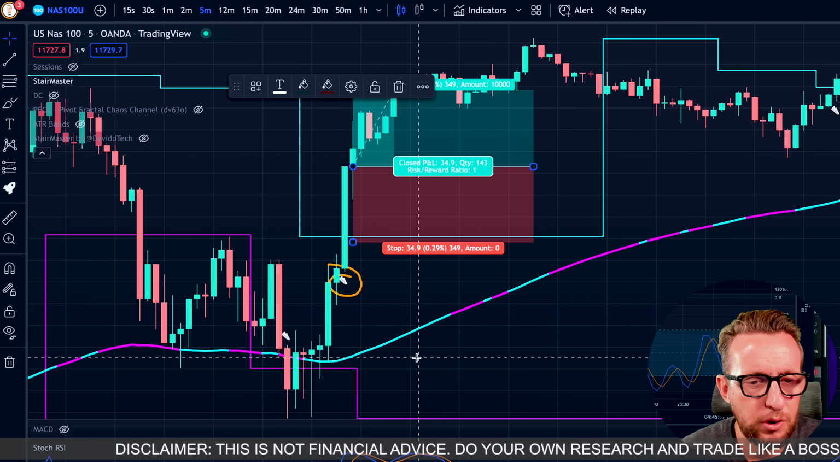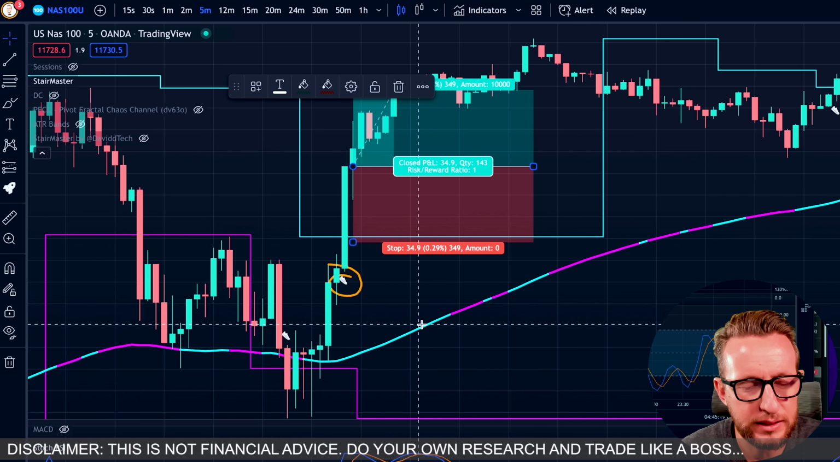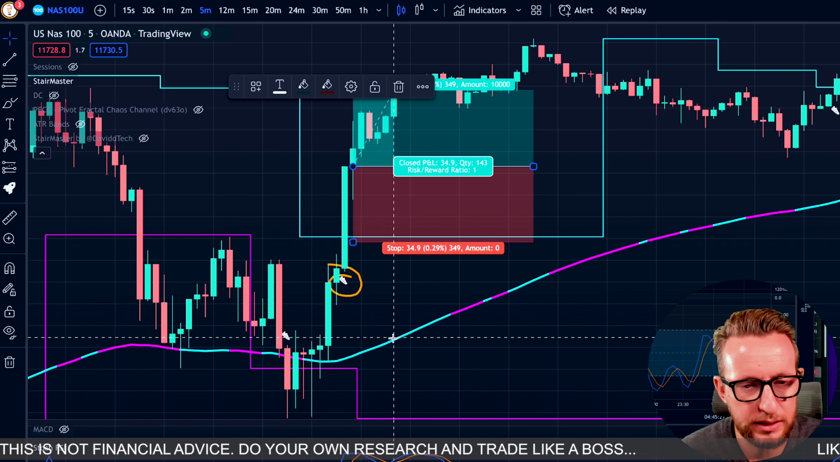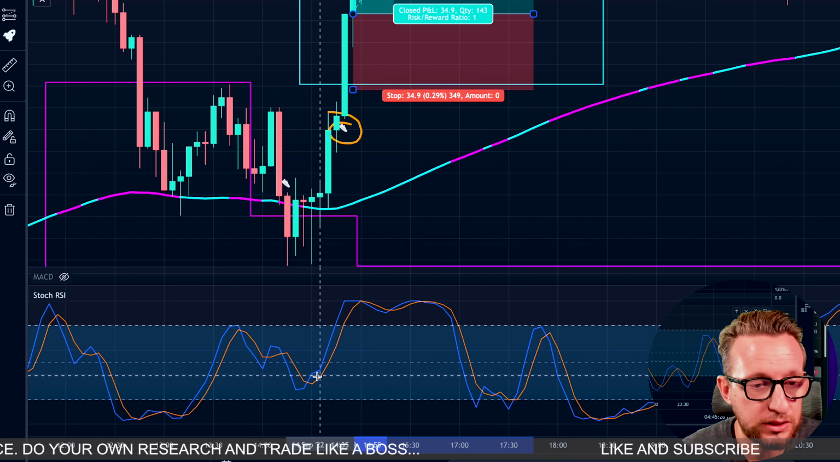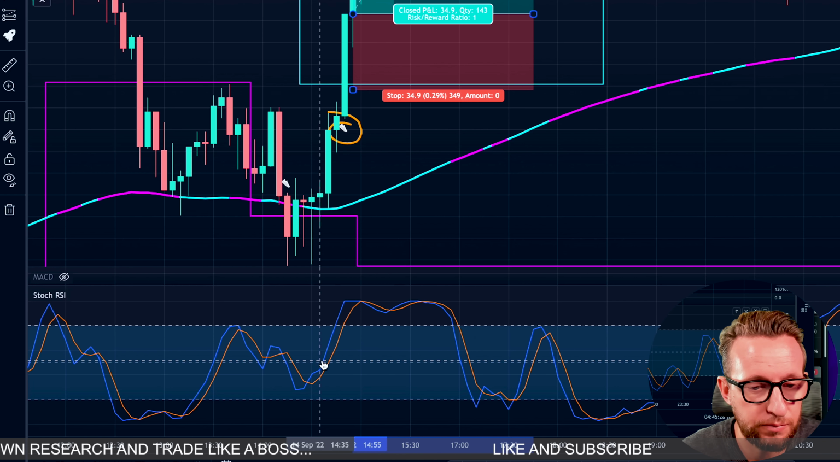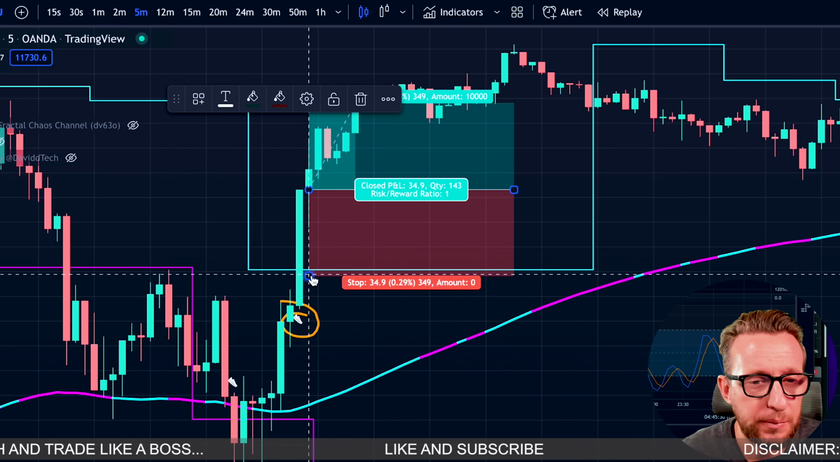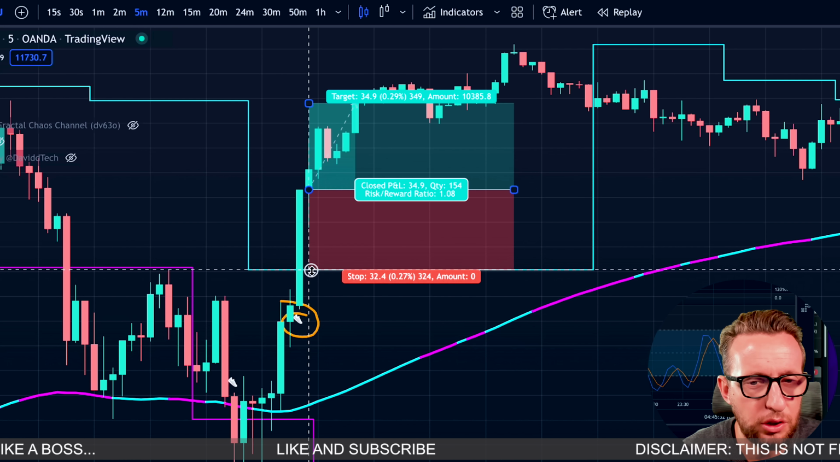Now the confirmation will be the blue of this DEMA here, which is confirmed by the Stoch. We are above it, so that's absolutely perfect. The Stoch RSI is blue above orange. We're going to put our stop loss here on the top line here.